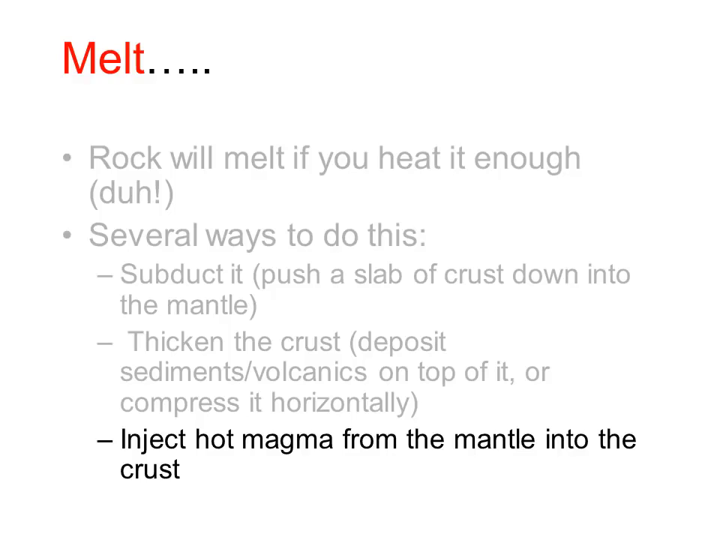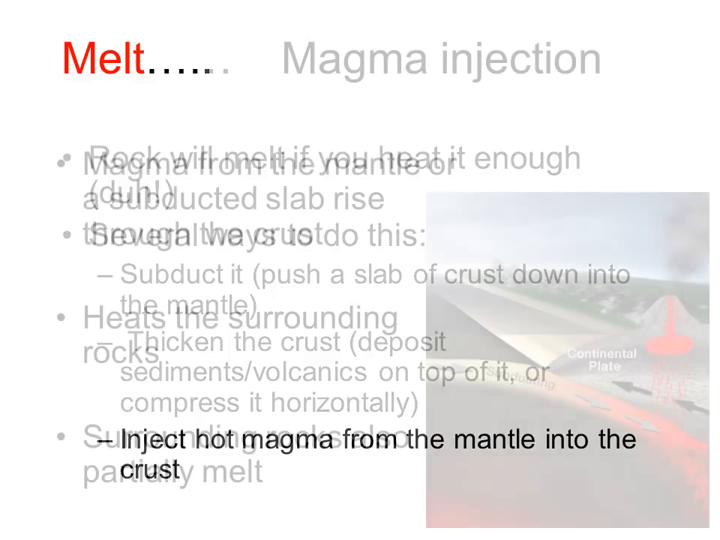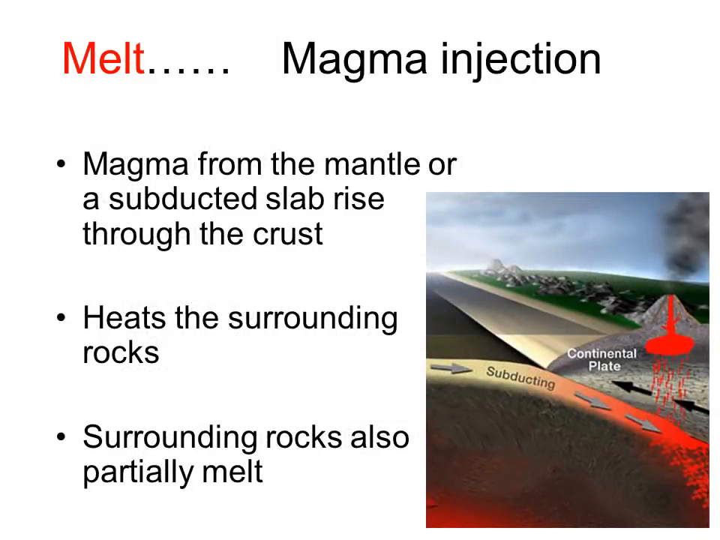The last way to melt rocks without either subducting or thickening the crust is to inject hot magma from below. This magma injection usually occurs above a subduction zone, and it's the same principle as melting snow by pouring hot water on it.